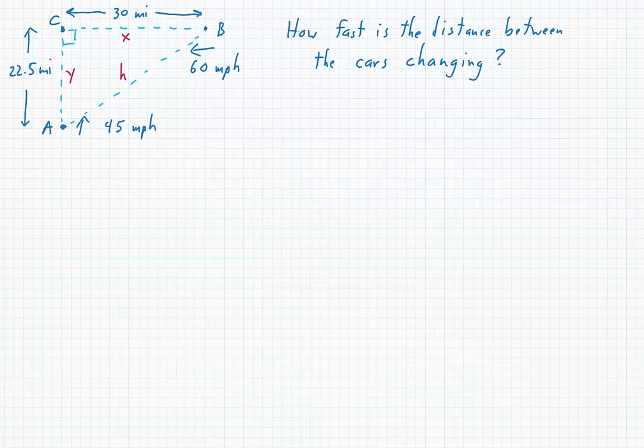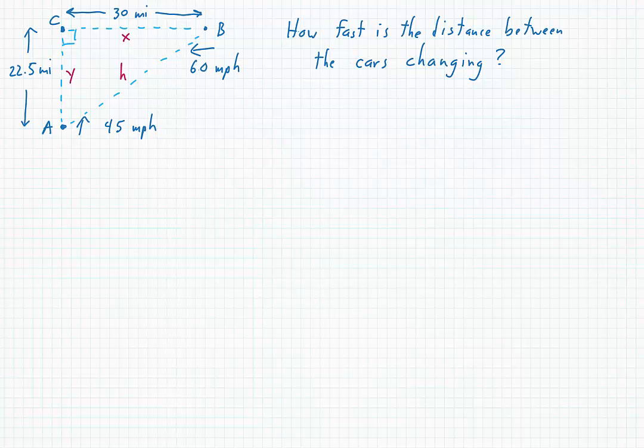So if you think about the speeds that they have and the distances to travel, they're both going to reach the point C at the same time. We're not going to worry about what will happen then. What we're going to try to do is answer the question, how fast are these two cars approaching each other at the point that we see here in the picture?